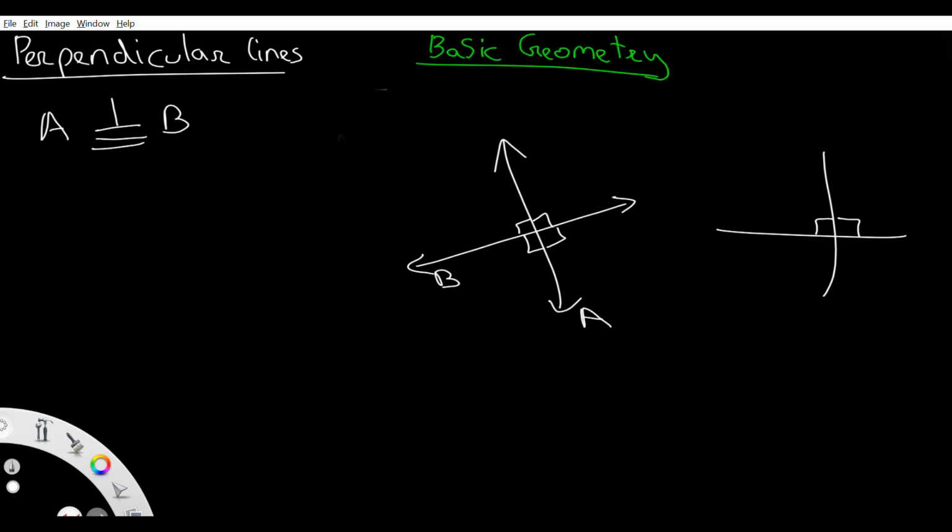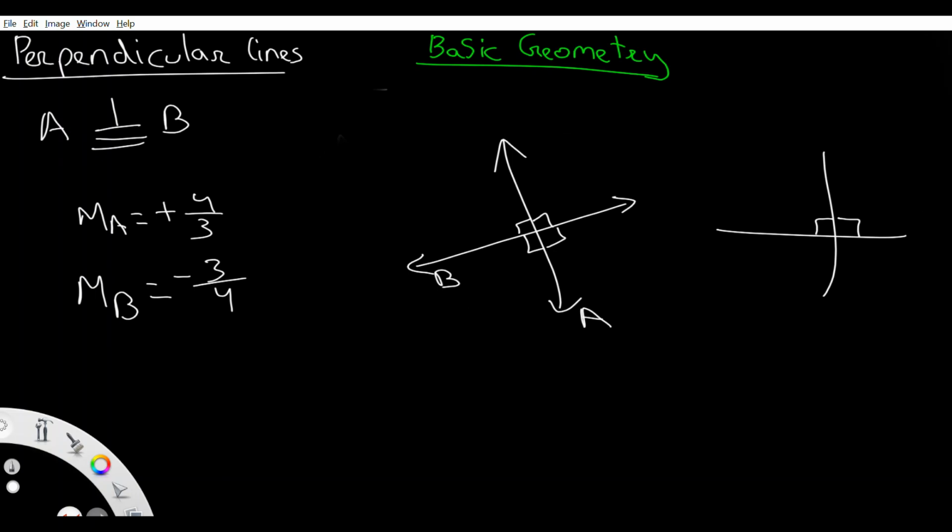Now let's talk about the slope of perpendicular lines. If the slope of A is positive 4/3, what do you think would be the slope of B? To find the slope of a perpendicular line, we first flip the fraction and then we change the sign from positive to negative. So the slopes of perpendicular lines are negative reciprocals of each other.